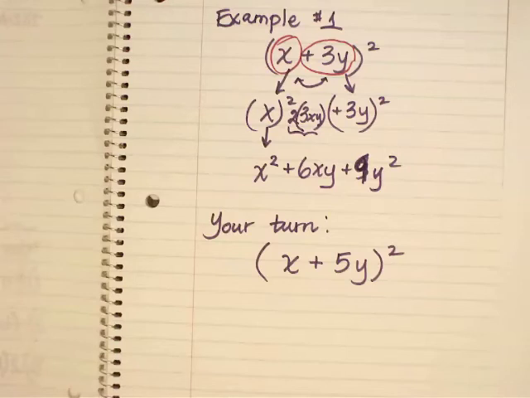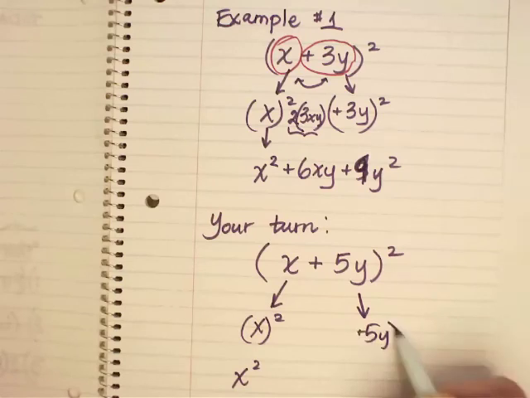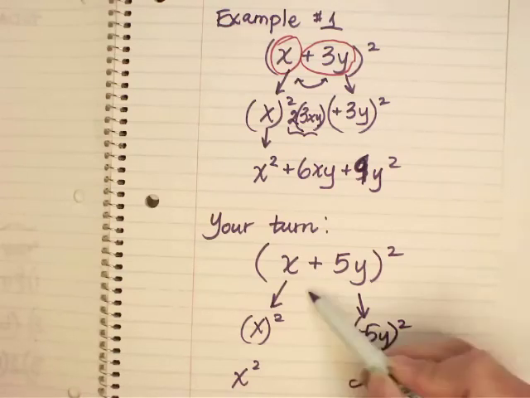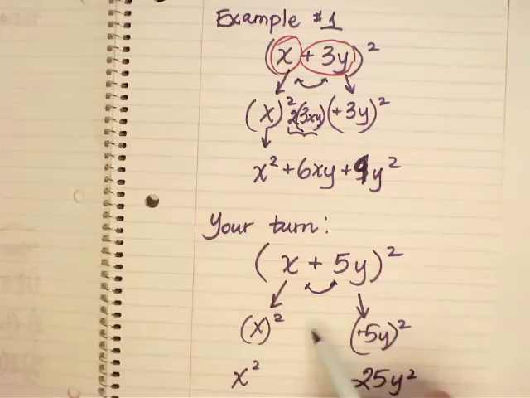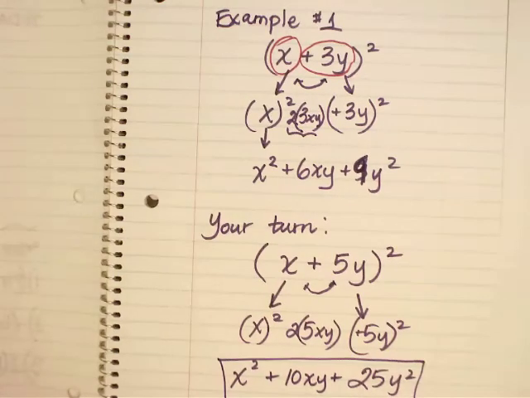Okay, so what did you get? Let's take a look. On this one, if you did your first squared, you would have gotten x squared. You've gotten your last, positive 5y squared, so that's 25y squared. And finally, make that smile, and you get 5xy, which you're going to double, which is times 2, so that's positive 10xy. So this would be your trinomial.